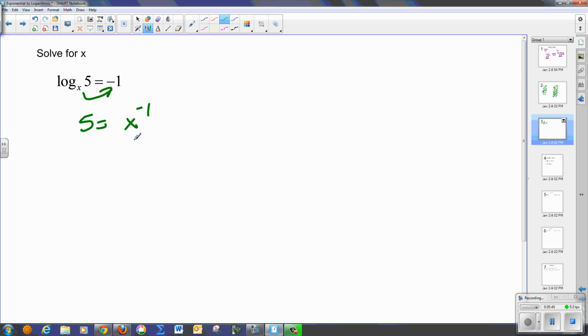What I typically do is I try to make x to the first power. So the best way to do that is raise both sides to the negative 1 power. And then I have a power of a power. I get to multiply powers here, which gets me x to the first. 5 to the negative 1 is 1/5.